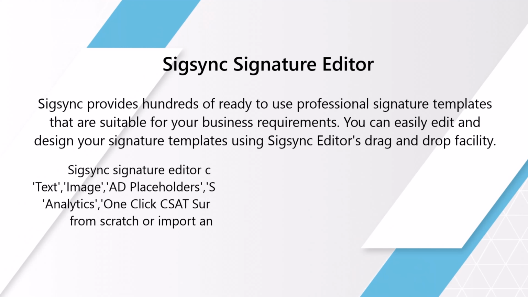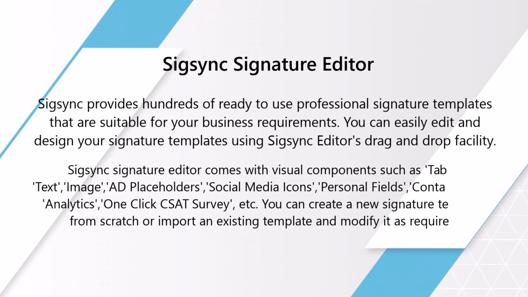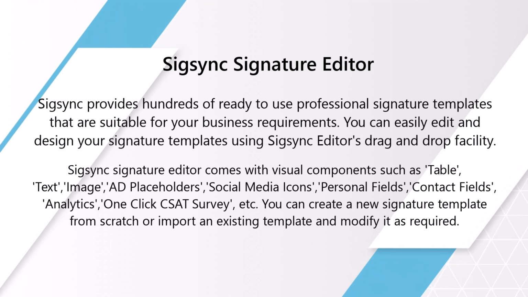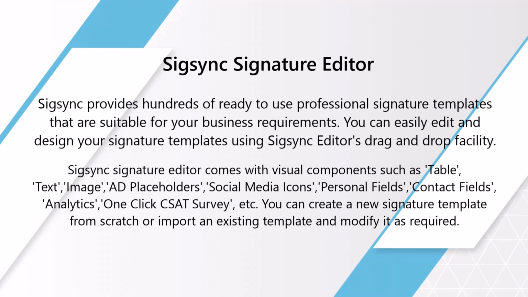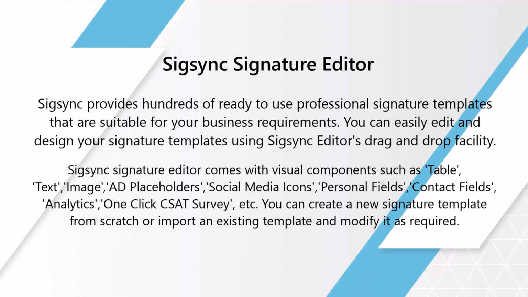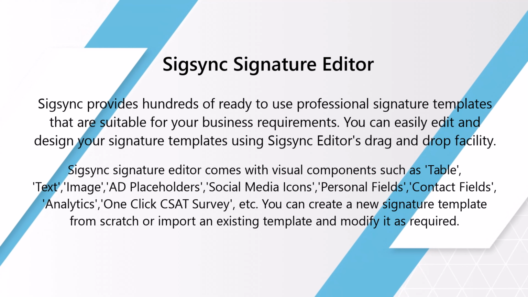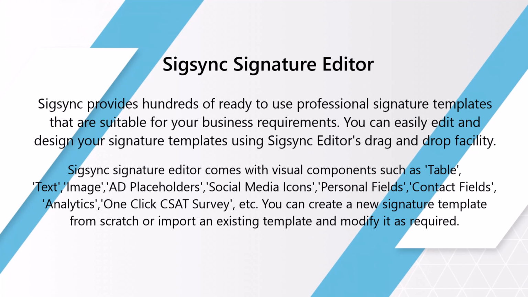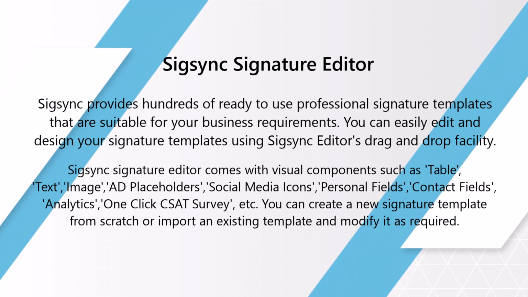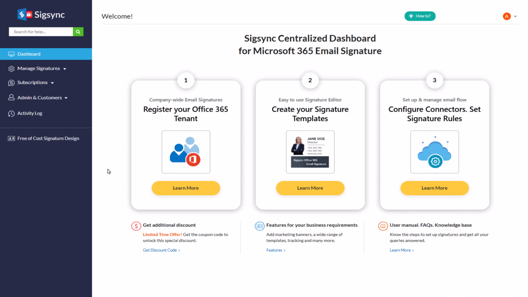Sigsync Signature Editor comes with visual components such as table, text, image, AD placeholders, social media icons, personal fields, contact fields, analytics, one-click CSAT survey, etc. You can create a new signature template from scratch or import an existing template and modify it as required. Let's see a simple way to design the signature template.